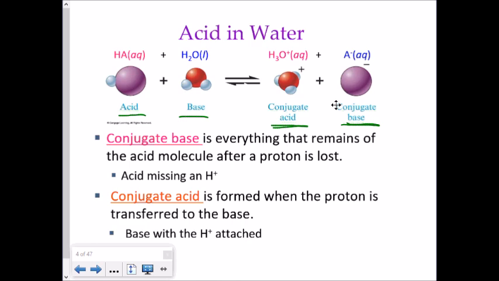Follow the H. Follow where the H goes, and you can figure out which species is going to be the conjugate acid and which is going to be the conjugate base on the right-hand side here. Conjugate acid is formed when the proton is transferred to the base, so it's basically going to be the base now having an H attached to it. We're going to look at this in more detail, and we're going to label them as we go through them. So I wanted to go back over those vocab words one more time before we continued on.